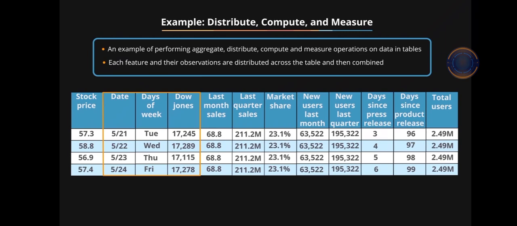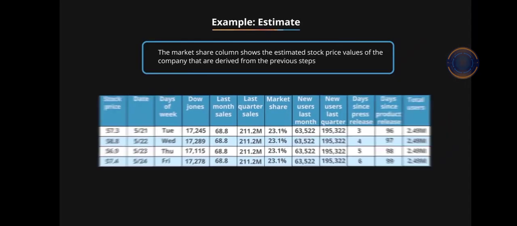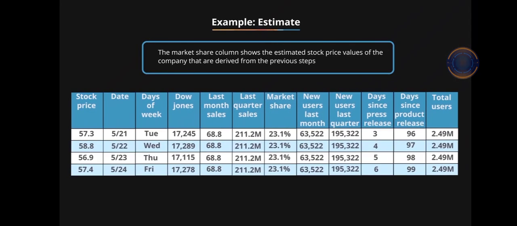The distributes are each feature and their observations, which are distributed across the table. They need to be combined. The compute and measure is the Dow Jones number that needs to be added in this case, and it needs to be measured against the company's numbers for sales, market share, etc. in previous days and months. In all the previous steps, we can estimate a company's market share column values.